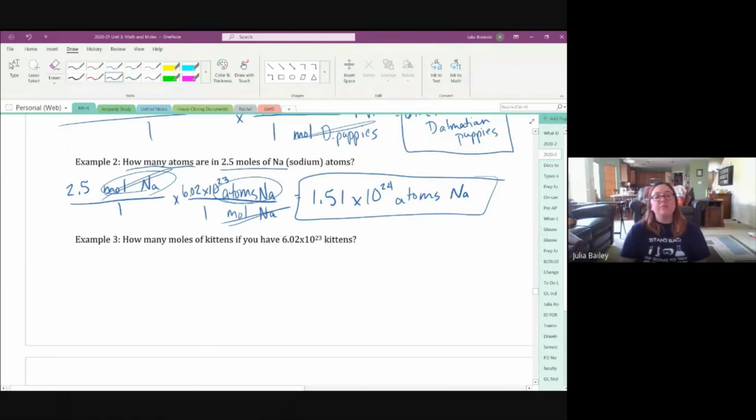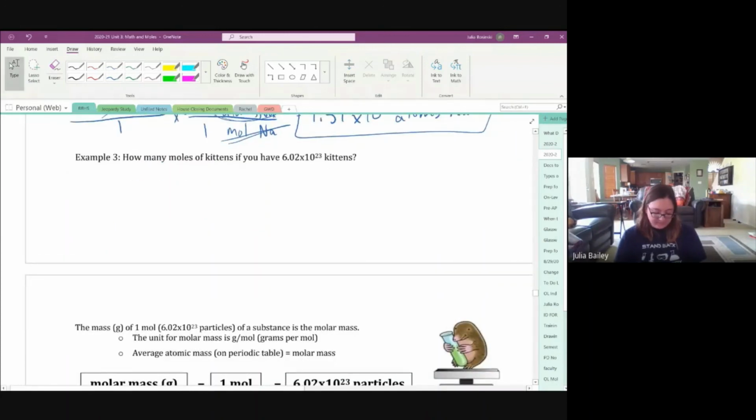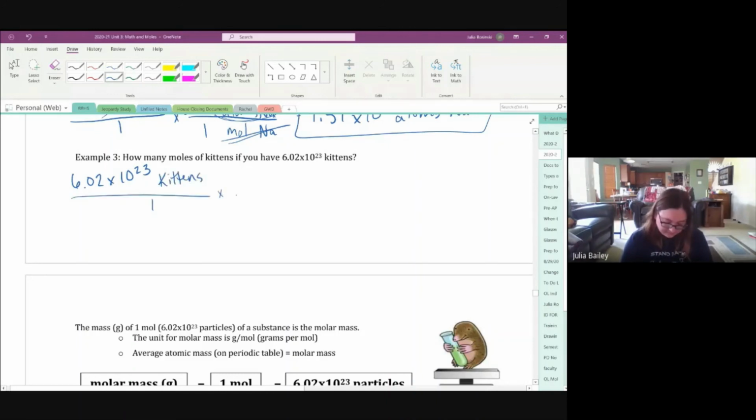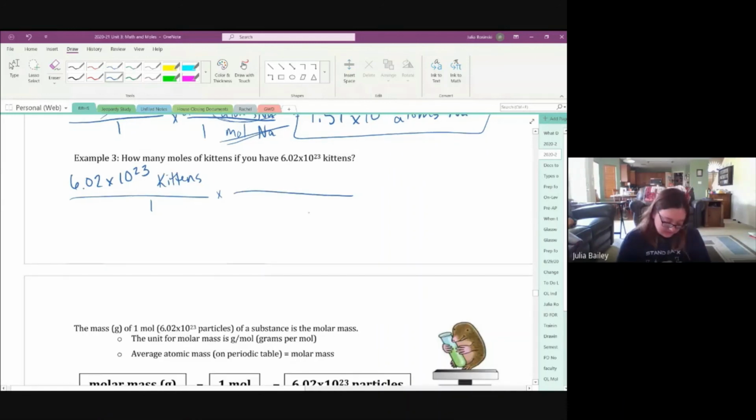Final example, I'd actually like you to pause the video and try example 3 by yourself. And after you have paused the video and tried it by yourself, I'll walk you through it. So you take that 6.02 times 10 to the 23rd kittens that they're giving you. That's over 1. I know I need to simplify out kittens, so I'm going to put that on the bottom so that I have the same thing on top and bottom so that they simplify. And then it's asking me to find moles of kittens. So that's my new unit that's going to go on top.